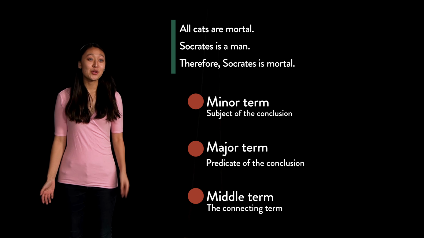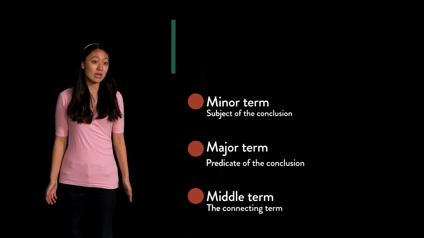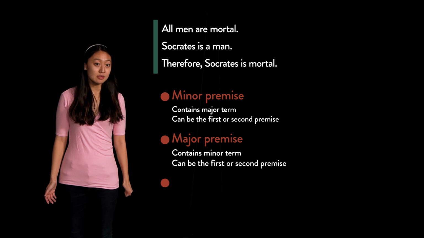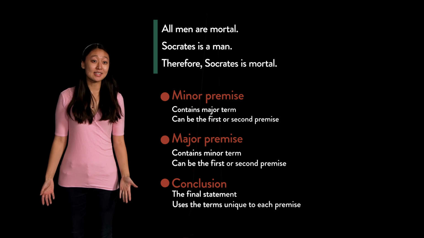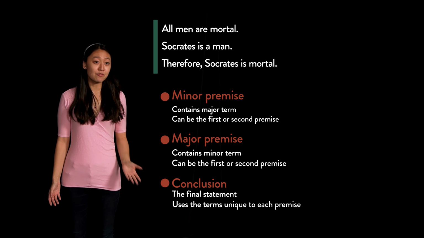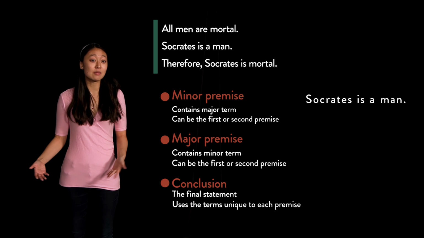In any syllogism, there are three statements which are composed of the above terms. We have referred to them above as premises and the conclusion, but some of them have specific titles as well. These three statements are called the minor premise, the major premise, and the conclusion. The minor premise is the premise that contains the minor term. It can be the first or the second premise. In the above example, the minor premise is Socrates is a man.